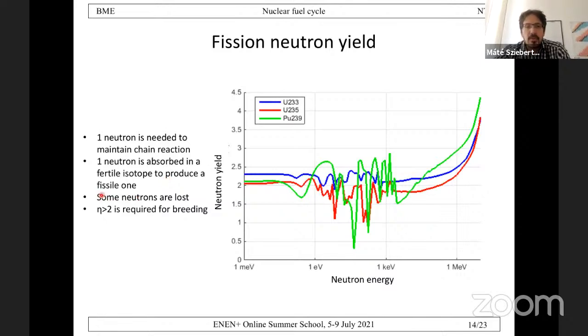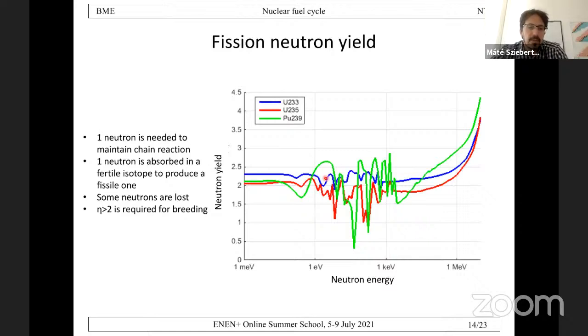And also some small fraction of the neutrons are lost, escaped from the reactor or captured in some structural material. So we can say that we need this nu definitely larger than 2 in order to ensure any kind of breeding, because that means that you both have the chain reaction maintained, and you always replace the consumed fissile isotope by a new one. So how is it possible? You can see that in the thermal range, it's only with the uranium-233 that it's slightly larger.